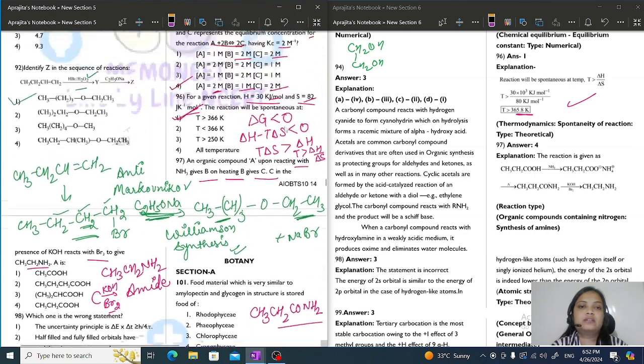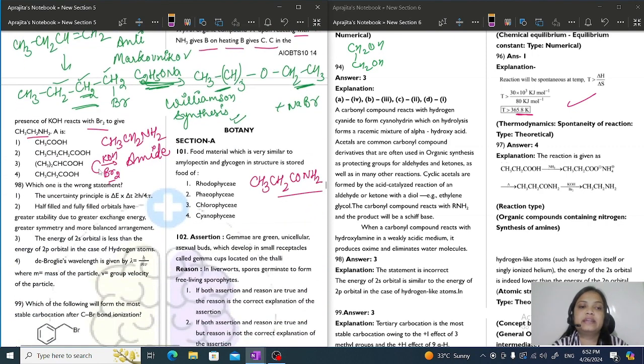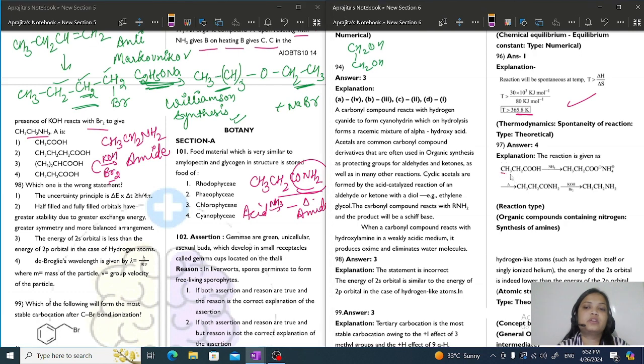Now if we look at how C is formed, C is formed when A reacts with ammonia and on heating it gives C. We know that when a carboxylic acid reacts with ammonia, it forms an ammonium salt, and then on heating it will form an amide. So our first compound A has to be CH3CH2COOH, propanoic acid, which reacts with ammonia to form an ammonium salt, and on heating it gives the amide, and by Hofmann bromamide degradation it forms the amine.